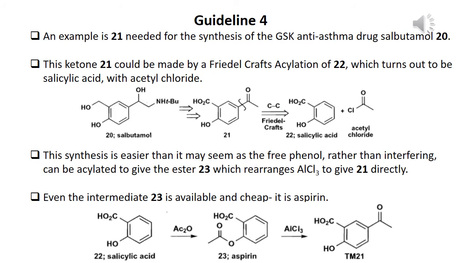Now, an example is 21, that is the target molecule, and it is needed for the synthesis of the GSK anti-asthma drug salbutamol. So it is used for the synthesis of salbutamol, which is structure number 20. You can see the very first structure in the slide.